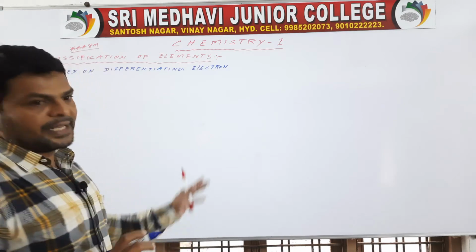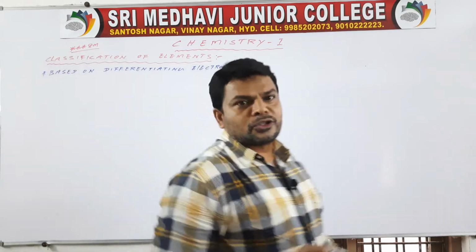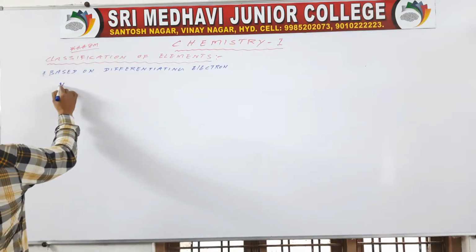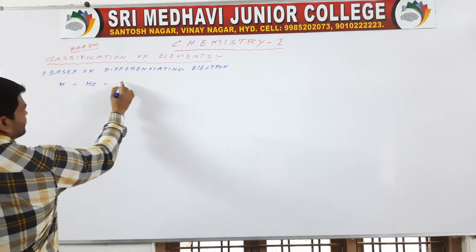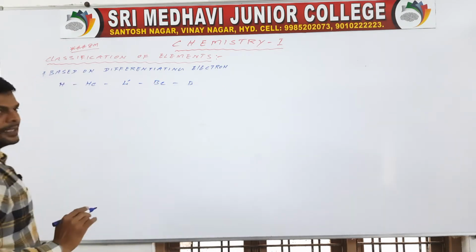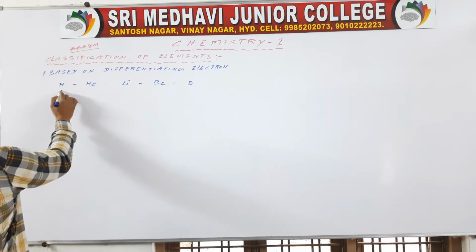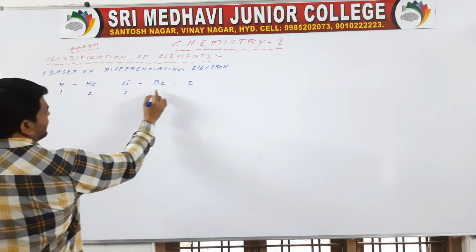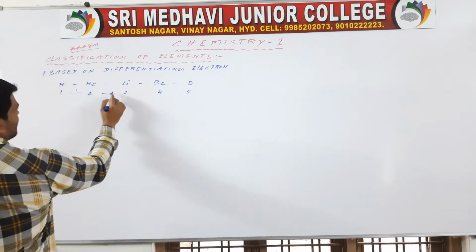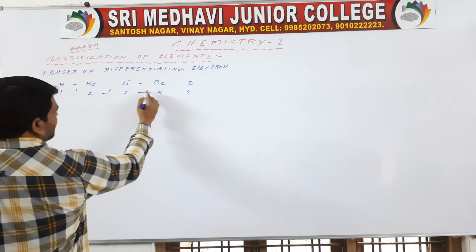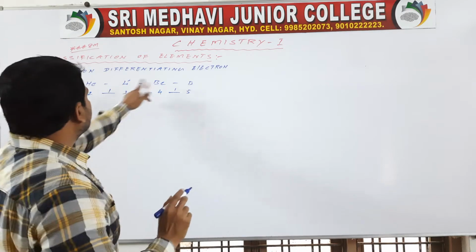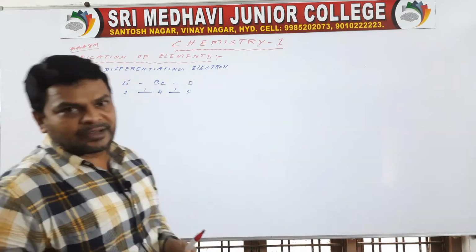You have to know, students, what differentiating electron means. See here: hydrogen, helium, lithium, beryllium, boron. How many electrons are there? 1, 2, 3, 4, 5. What is the difference between these two? 1. The difference is 1. That is nothing but a differentiating electron.